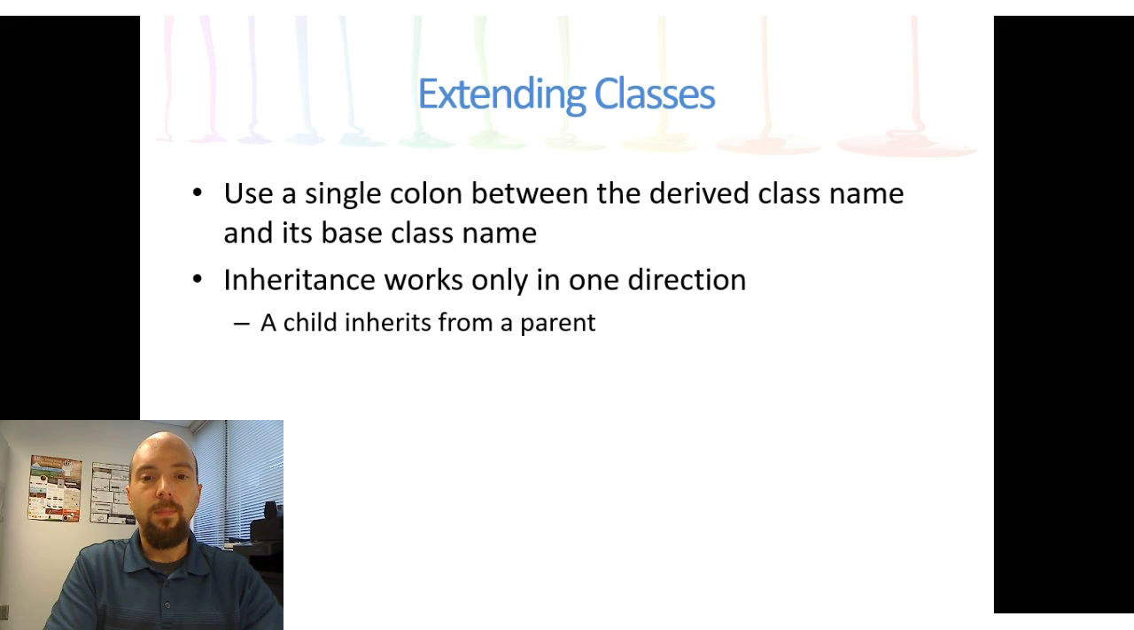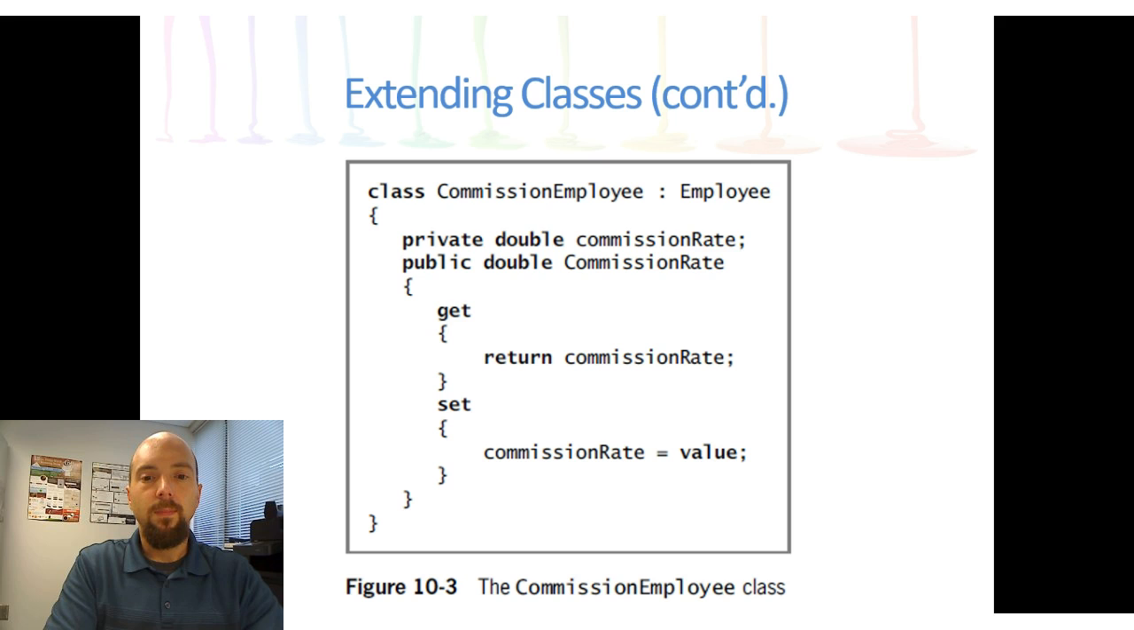The way that we do this is we declare the class name, and then we put a colon, and then the name of the class from which we get our base class properties. Okay, so in this case, we have a class called commission employee. We put a colon, and then we state employee. So this is the base class. This is our derived class. This is our parent. This is our child.